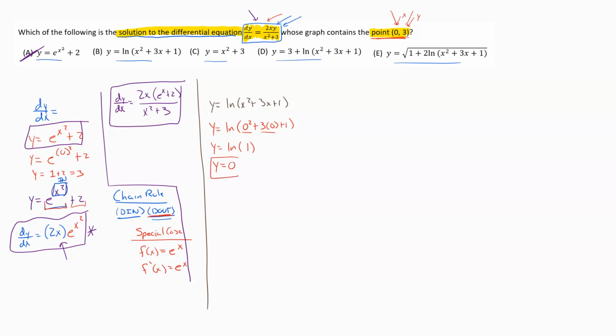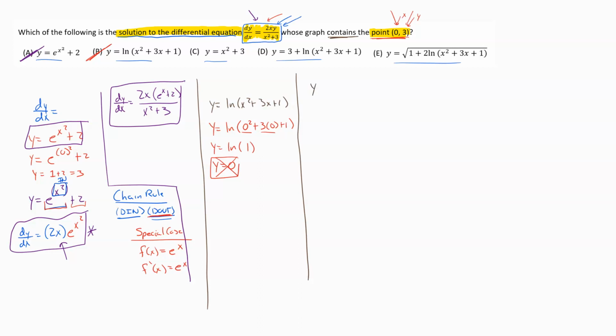And so what we can see is we didn't get out the y value of 3. So we know that can't even be an option right now because it doesn't even contain the point that we're looking for. So the lucky part about that is we don't have to take the derivative. We know that couldn't be the answer because it doesn't contain the point that they told us it has to contain. So now we're going to look at C.